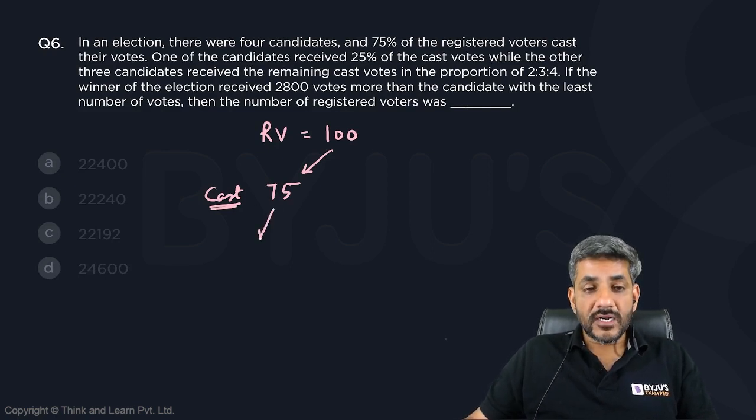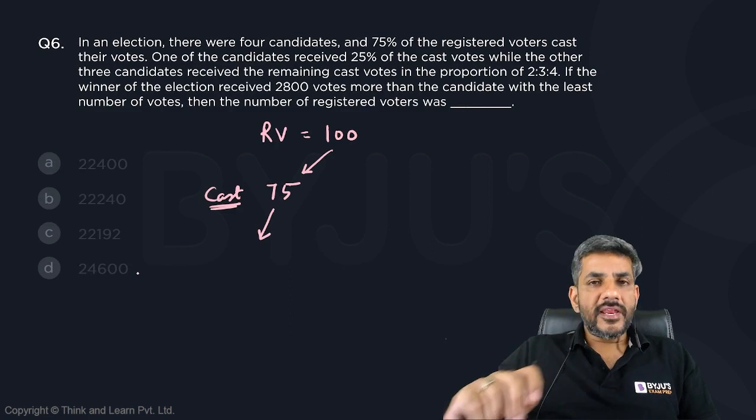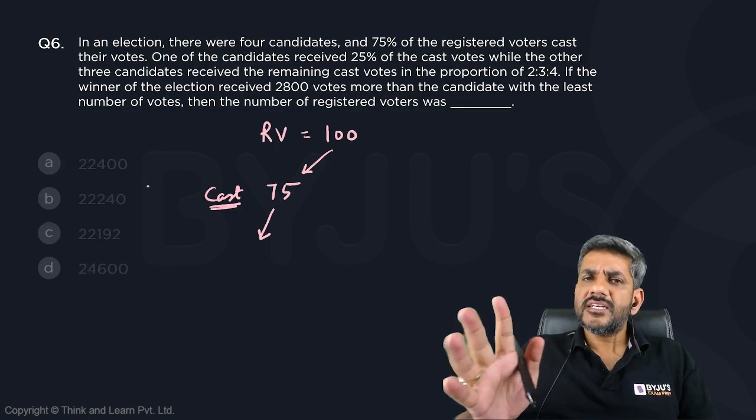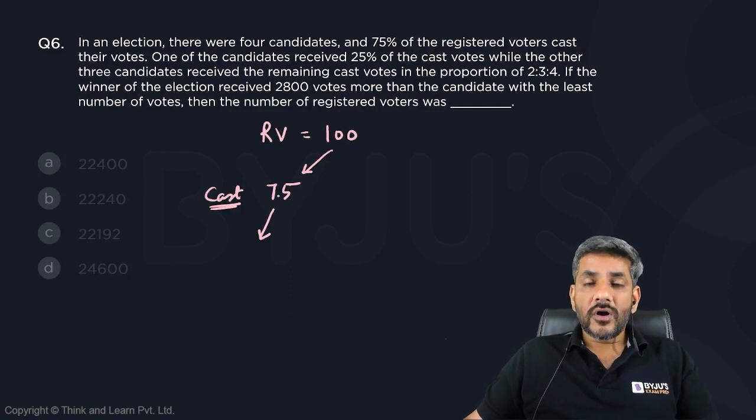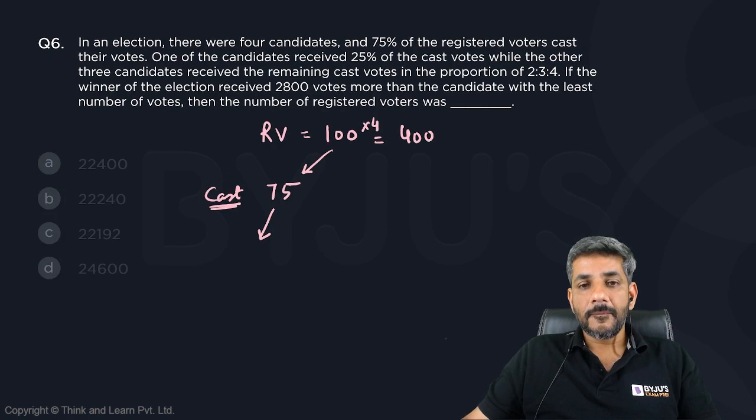So now I have to calculate 25% of this. Now 25% of something can be calculated easily if it is a multiple of 4. Now here is something to learn for all of you. I wanted a multiple of 4 to make my job easy, right? So it's better to multiply everything by 4. Let us assume the number of registered voters is 400 and automatically the number of cast votes would become 300.